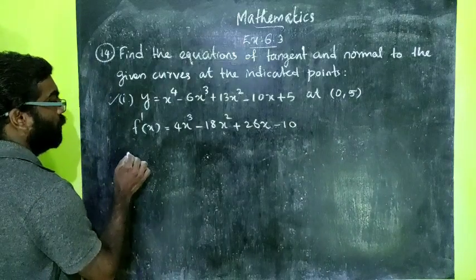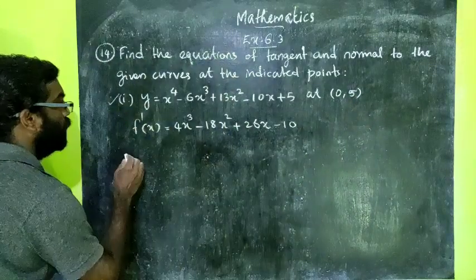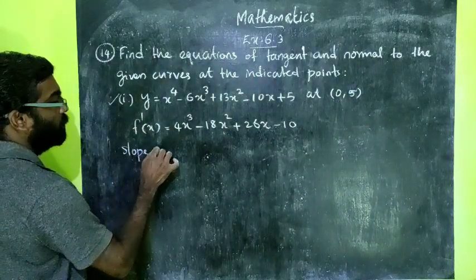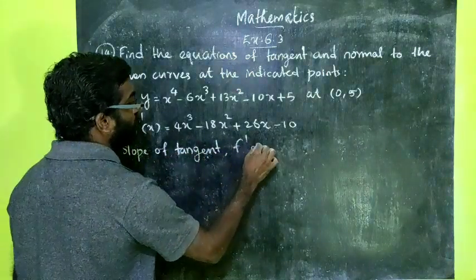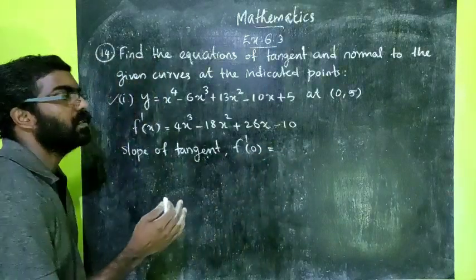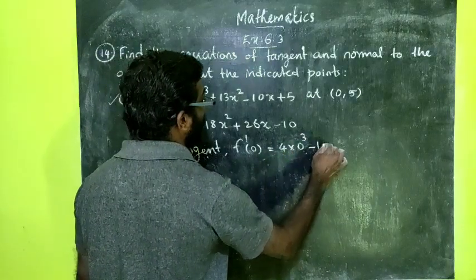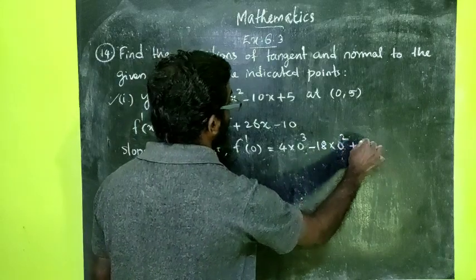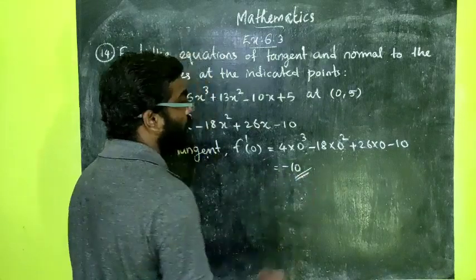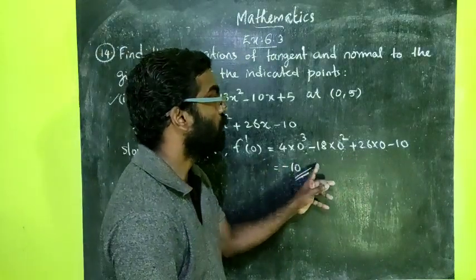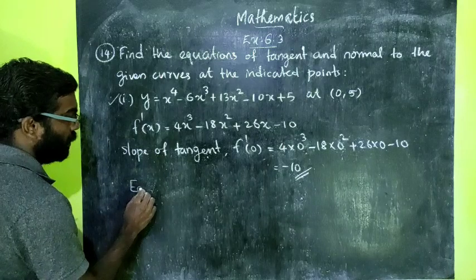Okay. Now we can put the value of x as 0 because the point is 0, 5. So the slope of tangent, that is f dash of 0, or dy by dx at x equal to 0, equals 4 into 0 cube, then minus 18 into 0 square plus 26 into 0 minus 10, and that will be equal to minus 10. Okay, these all terms are 0 and finally one term remains, it is minus 10. Now we can write equation of tangent and normal.